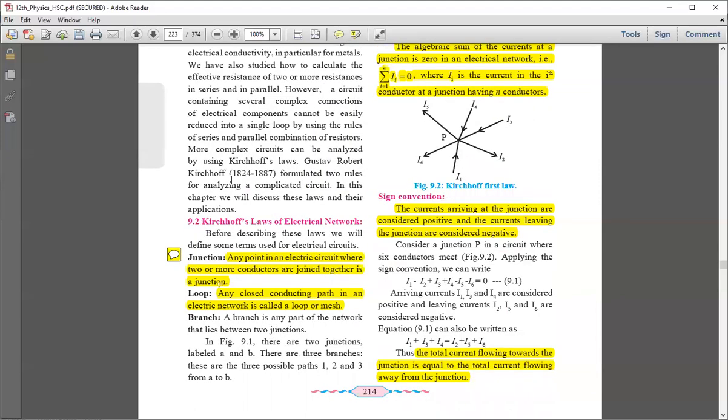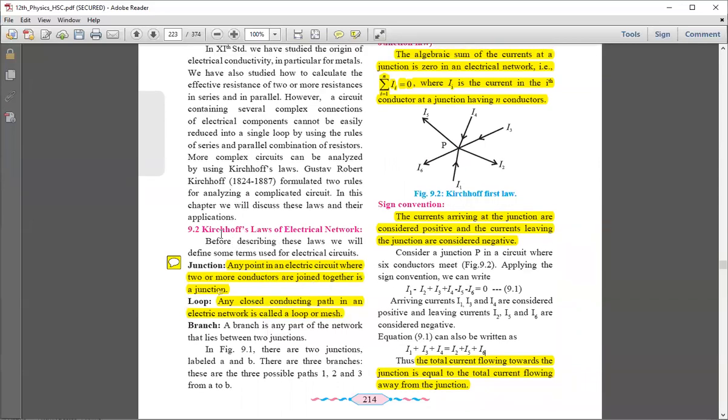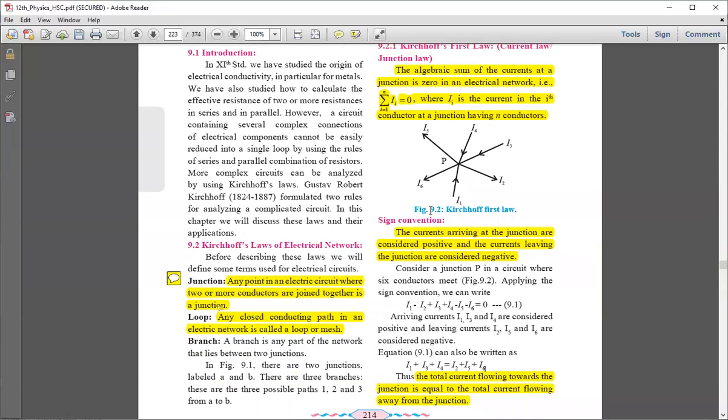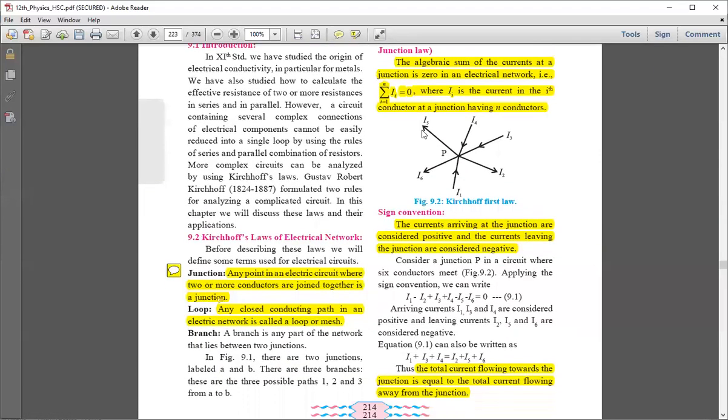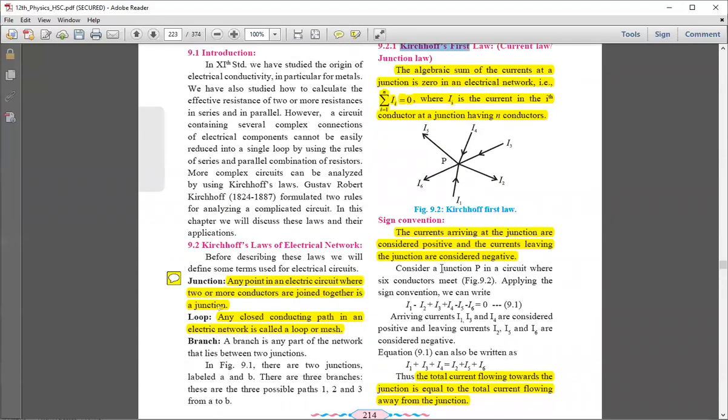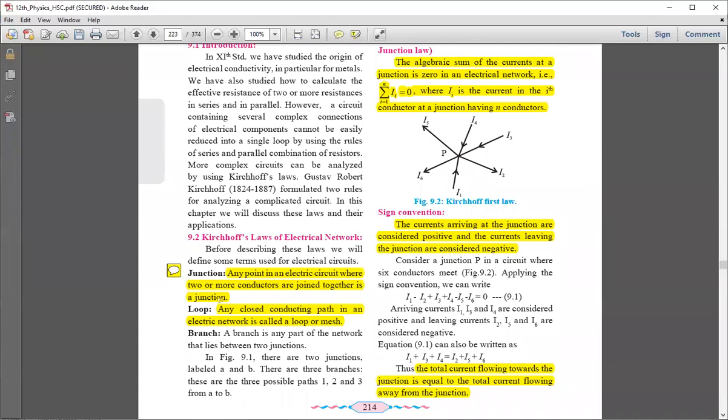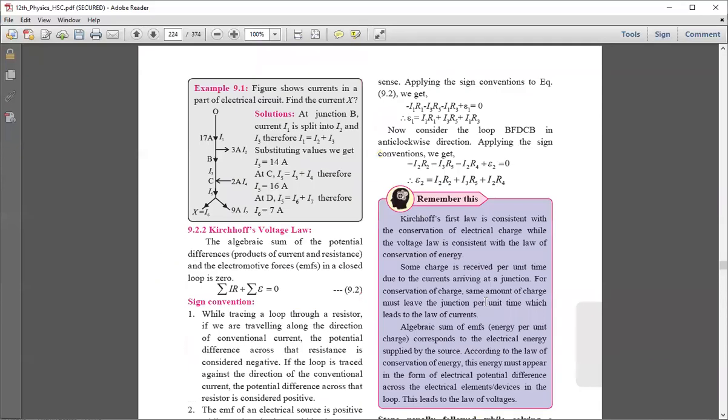So what have we learned so far? We started with Kirchhoff's laws. We learned the terminology: junction, loop, branch. Then we covered Kirchhoff's first law, related sign convention, statement, and explanation. And just one MCQ question asked in our board exam is that Kirchhoff's first law follows the law of conservation of charge, or is in accordance with the law of conservation of charge. We also understood this problem.